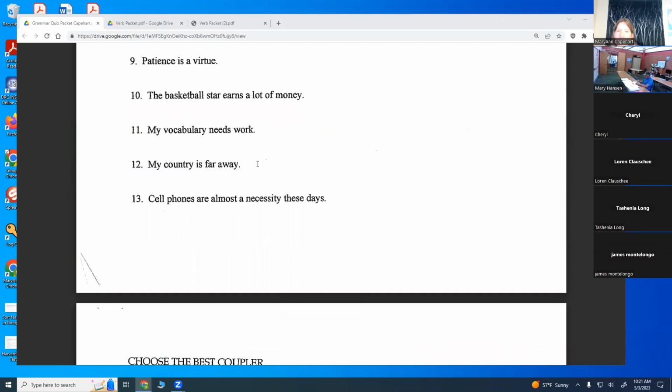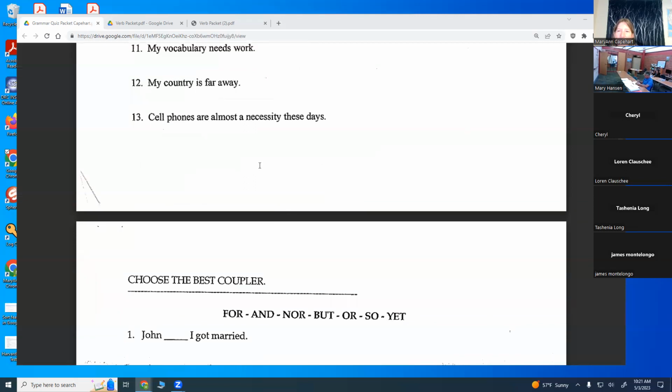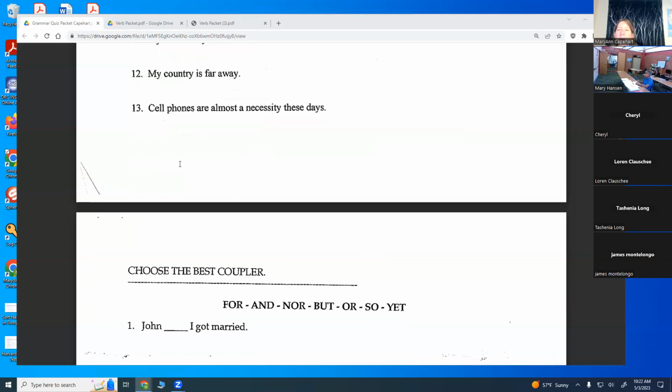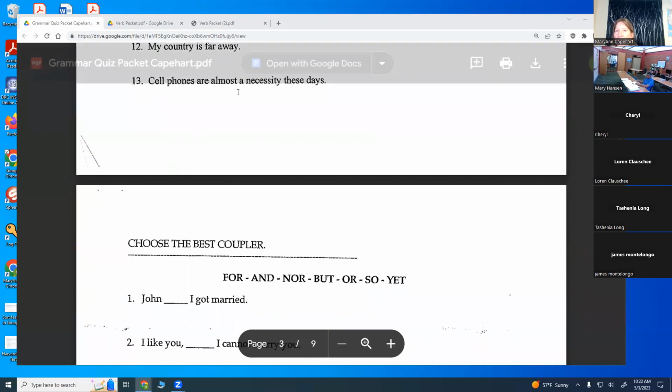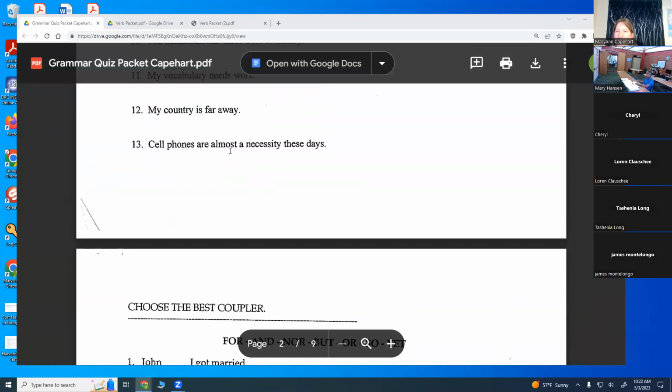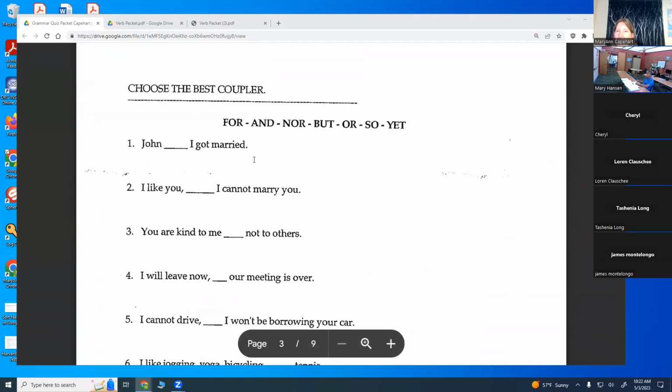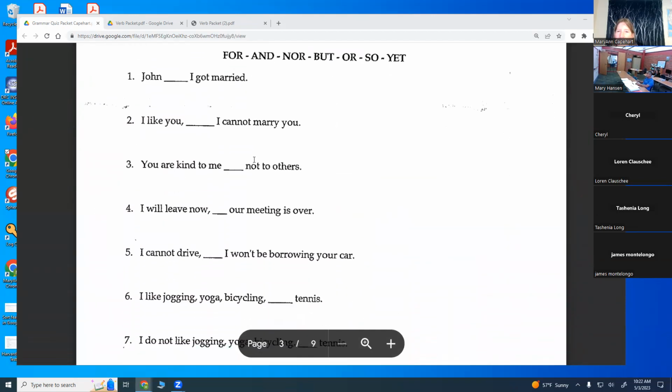My country is far away. Subject. And linking verb, so you want to describe it. We use a linking verb, which is is, and then we can describe it. That country is far away. Cell phones are almost a necessity. I'd say they are a necessity these days. Subject. Yeah. Linking verb. Yeah. And the word we're using to describe them is a necessity. Good. We've done this one before.